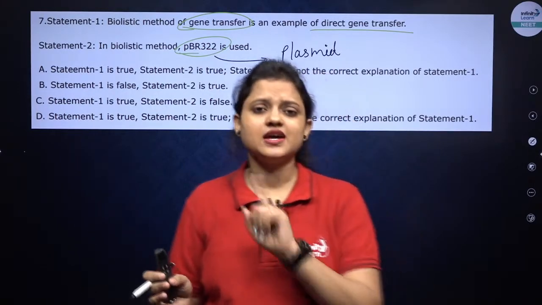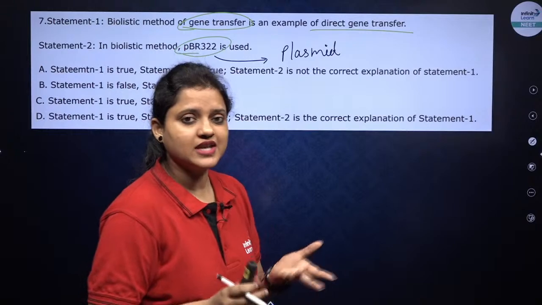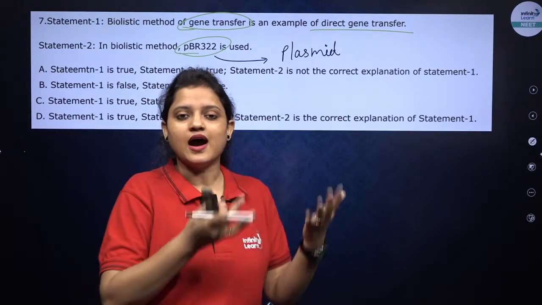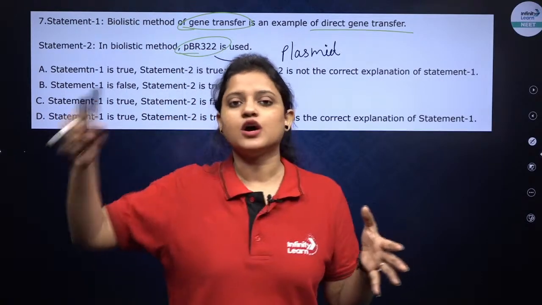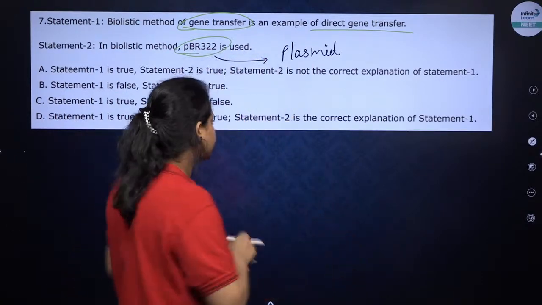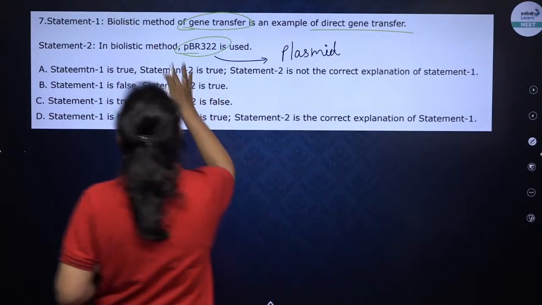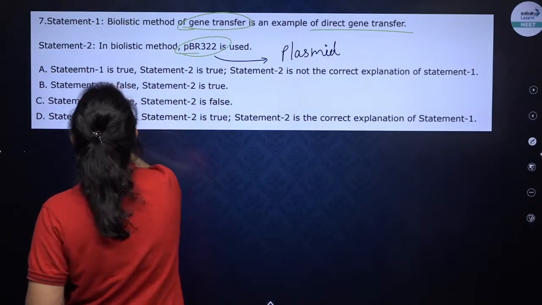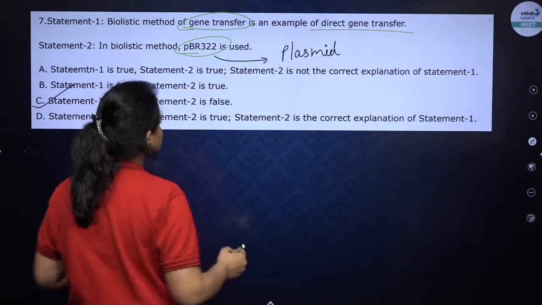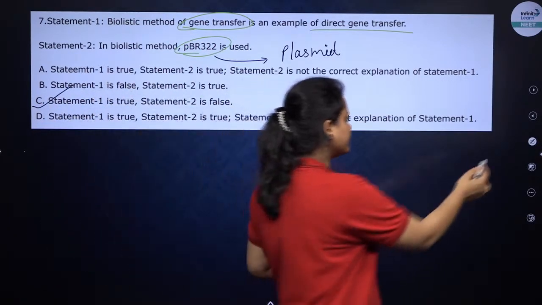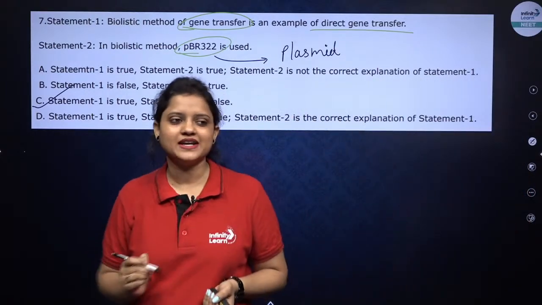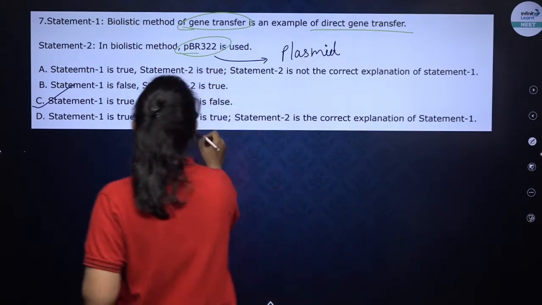So plasmids are not used in this method. There is no need of a vector. We don't need a vehicle to carry our gene of interest to the host. That is not required, right? So the correct option will be statement 1 is true, but statement 2 is false. That means C, isn't it, everyone? So let's note it down. Yes, correct option was C.